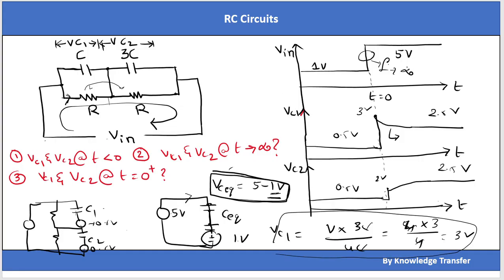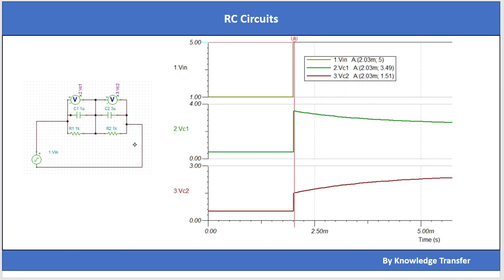For this, I have simulated the same circuit. We can see the same circuit here. I am using 1 micro, 3 micro, 1k and 1k. At t equal to 0, Vin rises from 1 volt to 5 volt. You can see VC1, which is 1 micro, is charged to some 3.5 volt. In the same way, VC2 is charged to 1.5 volt. Eventually, it will go to 2.5 volt.